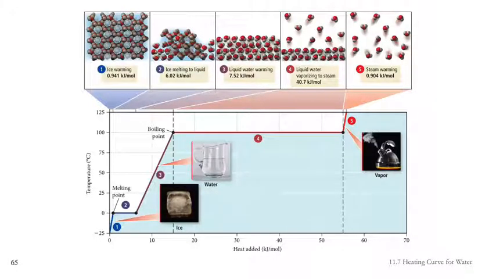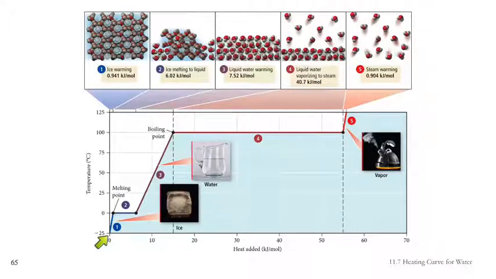Okay, so this is a heating curve for water. This is showing water going from the frozen state all the way to the gas state. So we've got temperature in degrees Celsius on the y-axis, heat added on the x-axis, and this, I believe, is for 1 mole of water.